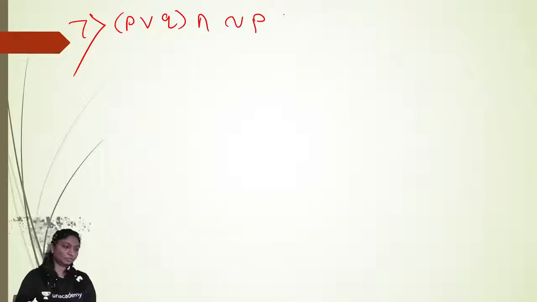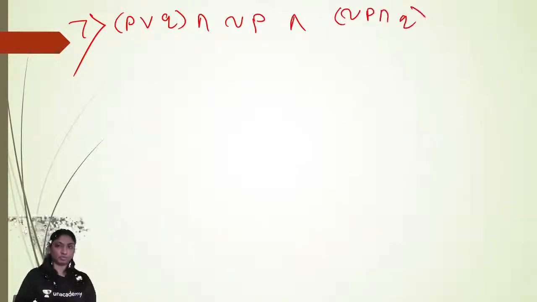Now the seventh one we will see. In this example, we will find out whether it is contingency or not. P or Q and negation of P. Check whether it is contradiction or contingency. Okay, and here is negation of P and Q.